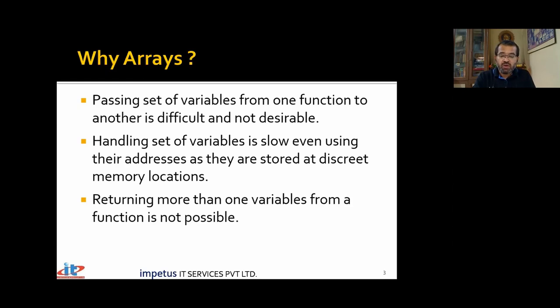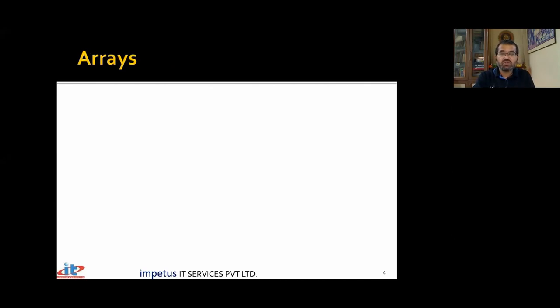So we have many such problems that we are coming across. Handling multiple variables is difficult. Passing a number of variables to a function is very difficult. You cannot return more than one value from a function. Even if I pass those values by reference, to receive each of those references, I will have to create a pointer, and working with pointers is going to be all the more difficult. The solution for all these problems is the concept of arrays.